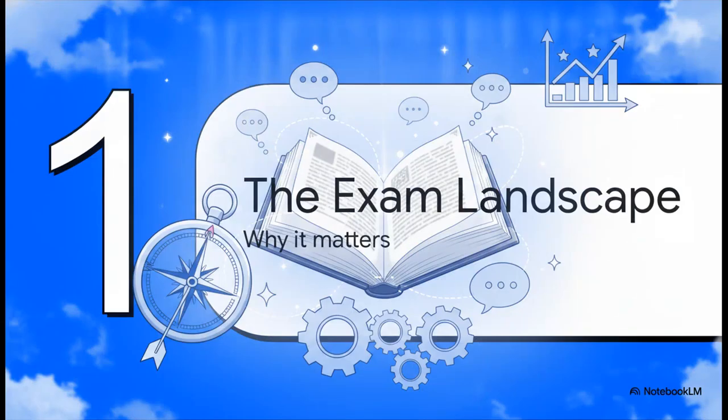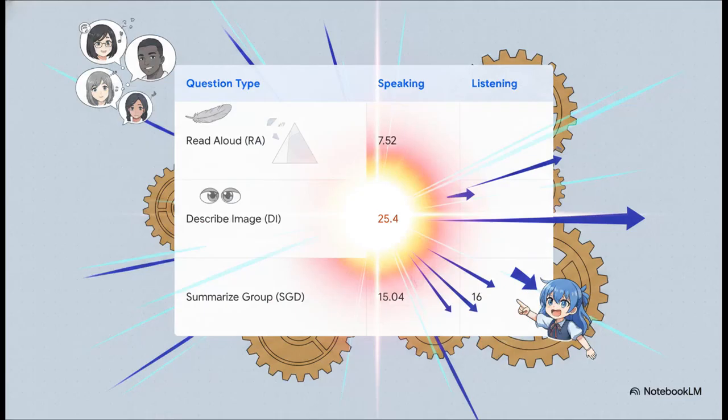Section 1. The exam landscape. Let's talk about why understanding this actually matters. So, the most crucial point to understand right away is the sheer weight of this task. When you look at the numbers, this module is a massive heavy hitter. It contributes over 15 points to your speaking score and a full 16 points to your listening score. To put that into perspective, if you look at something like the read aloud task, that only gives you about 7.5 points in speaking. So it becomes instantly clear, right? This is a totally high-stakes moment in your exam. You literally cannot afford to just wing it.